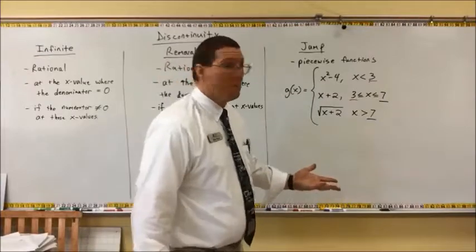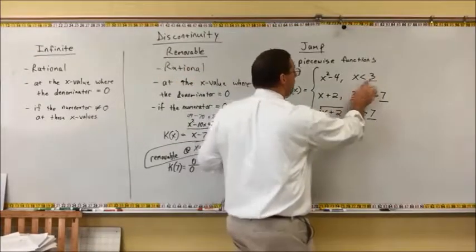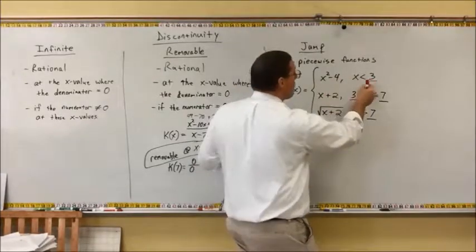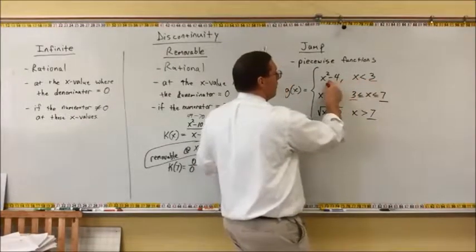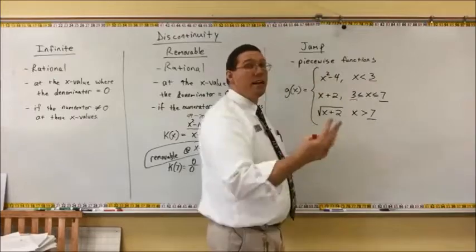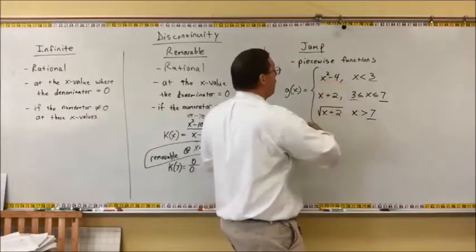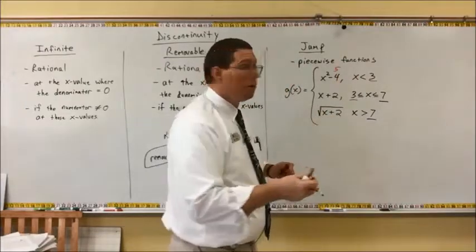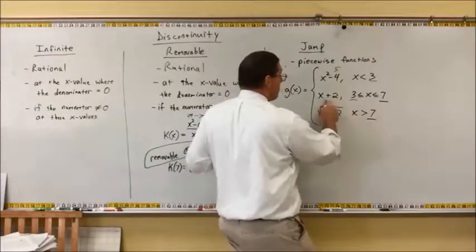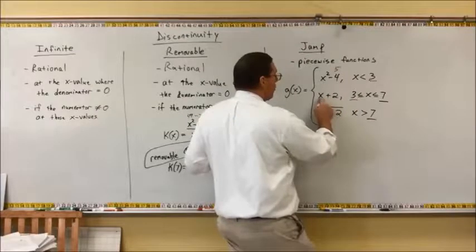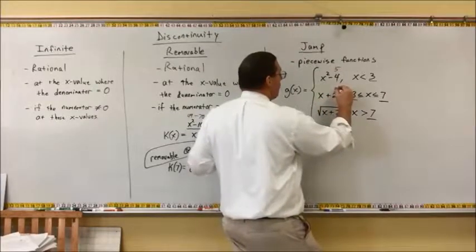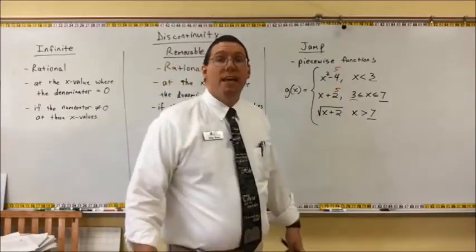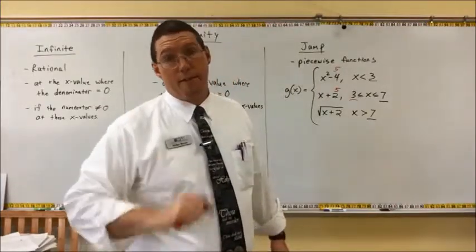The way we test them is we plug the transition values into the functions. So for 3, we're going to plug 3 in here. Well, 3 squared is 9, and 9 minus 4 is 5. So now let's plug 3 into this piece. If we plug 3 in here, 3 plus 2 is also 5. And that means that this function, g of x, is continuous at x equals 3.